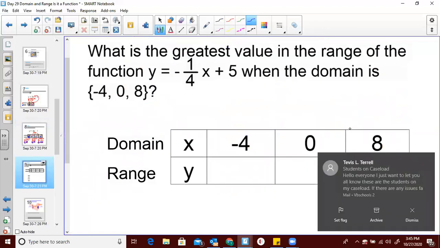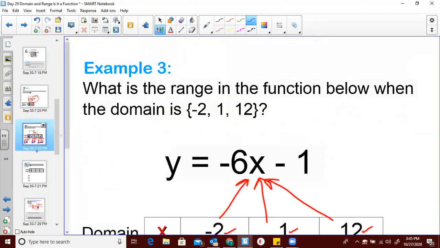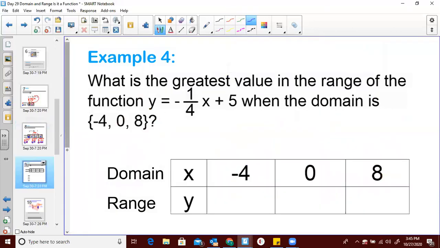Oh, this is a tricky one. What is the greatest value in the range of the function y equals -1/4 times x plus 5 when the domain is -4, 0, 8? So we have to read the question here. All right, so I wanted to make sure I read that question correctly.